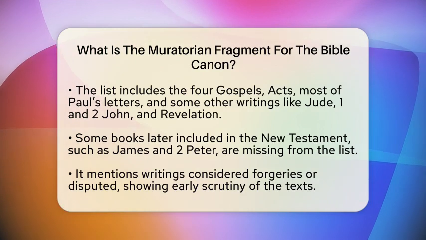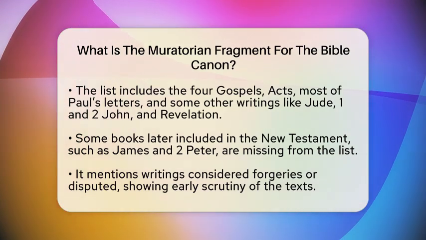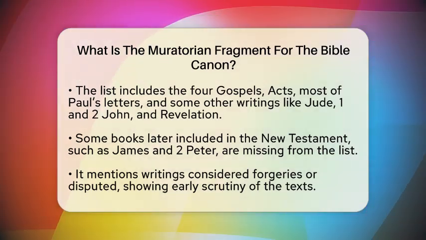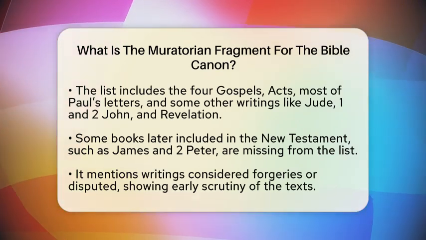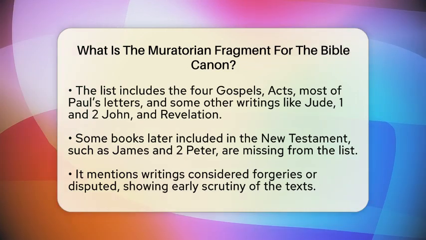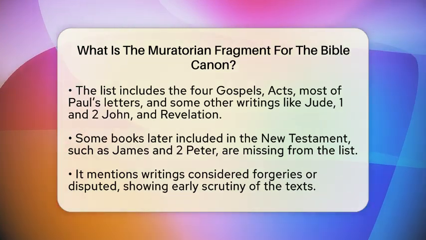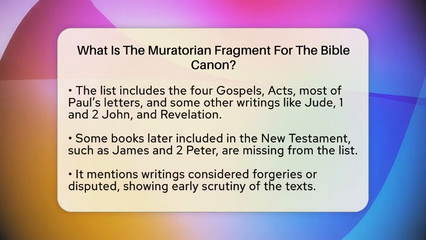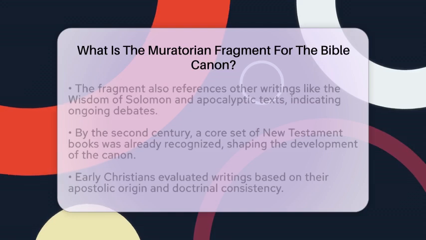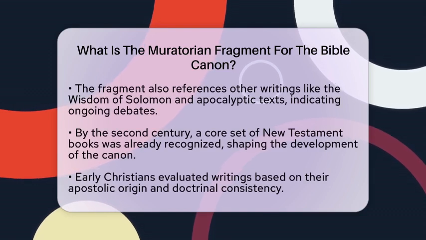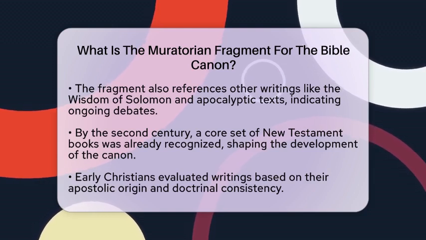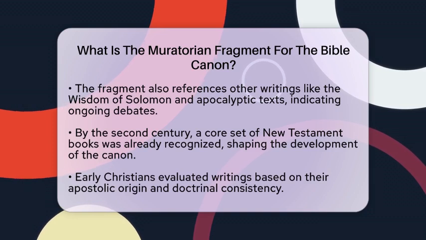It mentions the book of Acts, most of Paul's letters, and some other writings like Jude, 1st and 2nd John, and Revelation. Interestingly, it leaves out some books that later became part of the New Testament, like the letter of James and 2 Peter. It also talks about books that some considered forgeries, showing how early Christians carefully examined each writing. The fragment also mentions other writings like the Wisdom of Solomon and apocalyptic texts attributed to John and Peter.